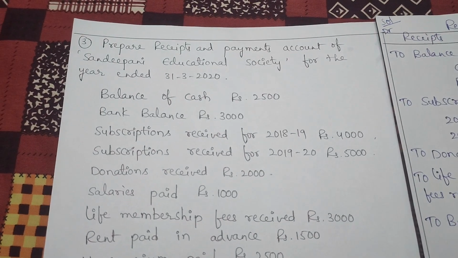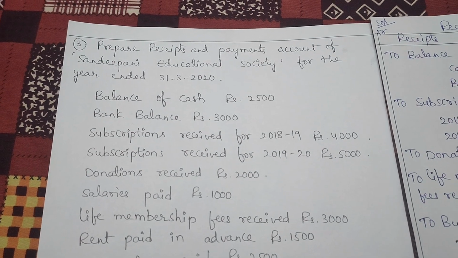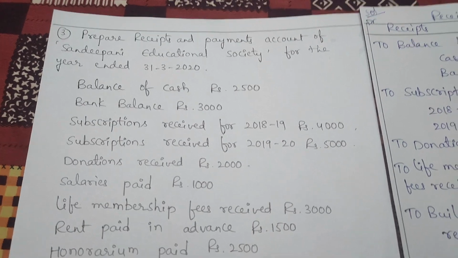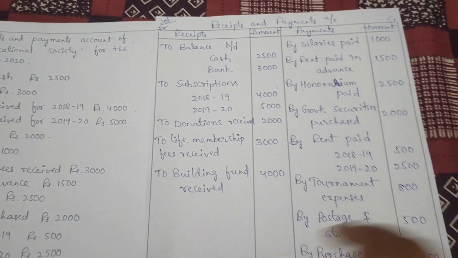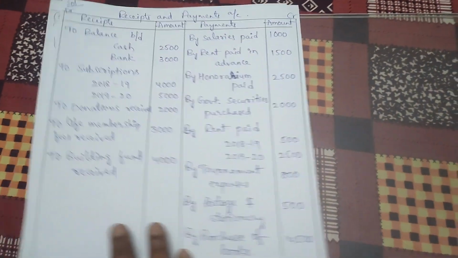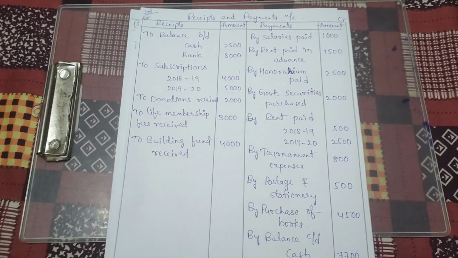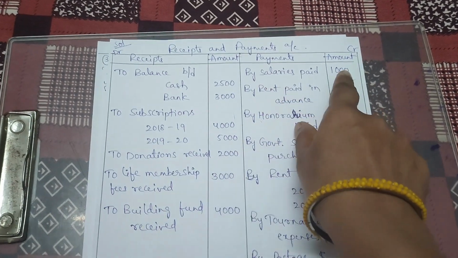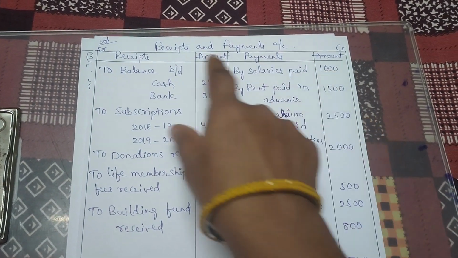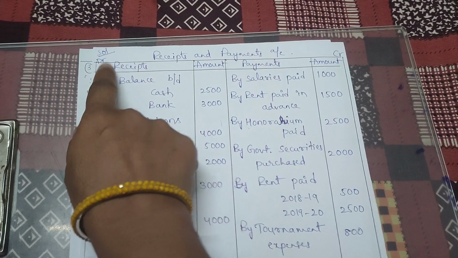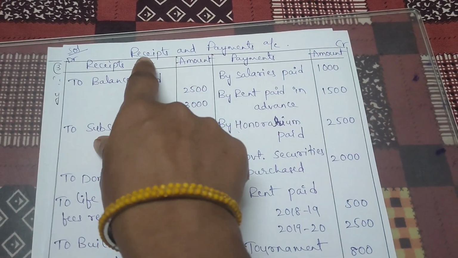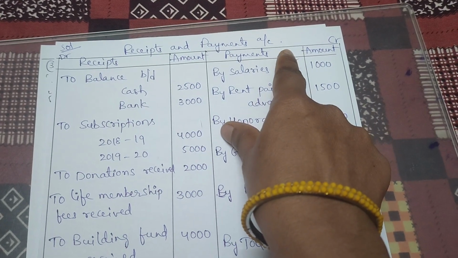This is the next question. Whenever we are going to prepare receipts and payments account, we are going to draw columns first. I already told you all that we should draw columns first. So what columns should we draw? Receipts amount, payments amount. These are the columns for receipts and payments account. DR, CR is compulsory on both sides. And on the top you should write receipts and payments account.